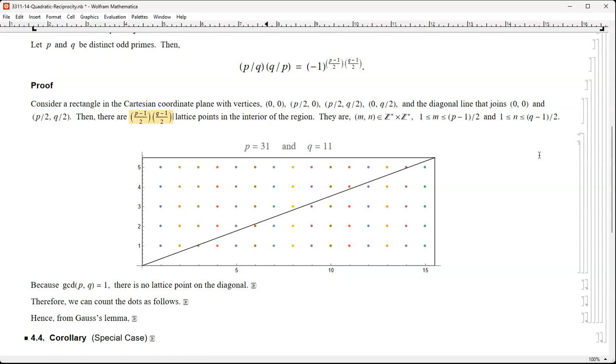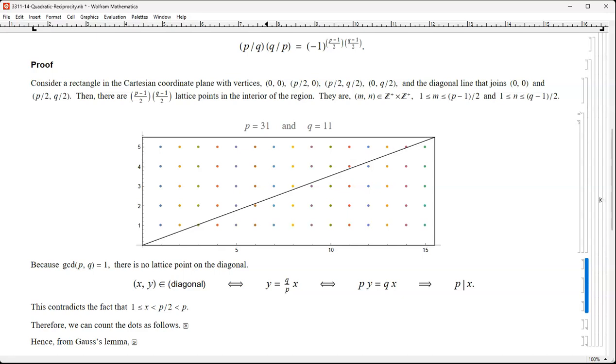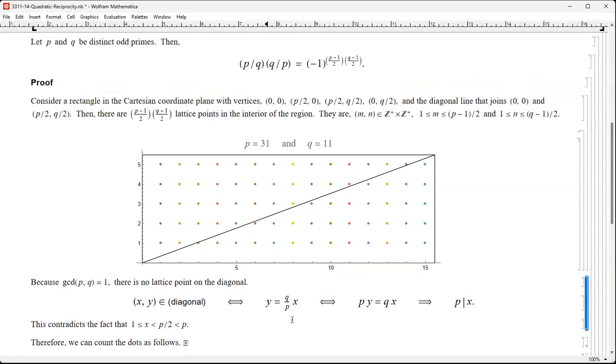Okay, all right. And then we have this diagonal line. What is the equation of the line? The slope is (q over 2) over (p over 2), so it's going to be q over p, right? And running through (0, 0). So the equation of the line is y equals q over p times x. In other words, py is equal to qx.